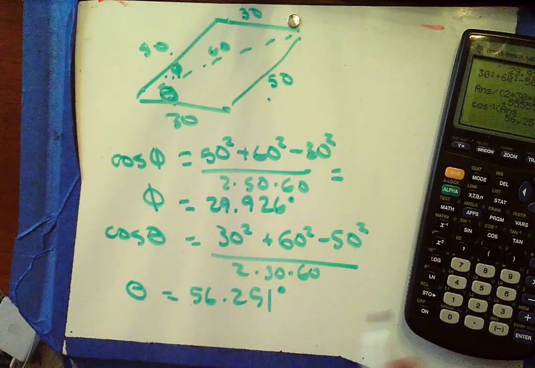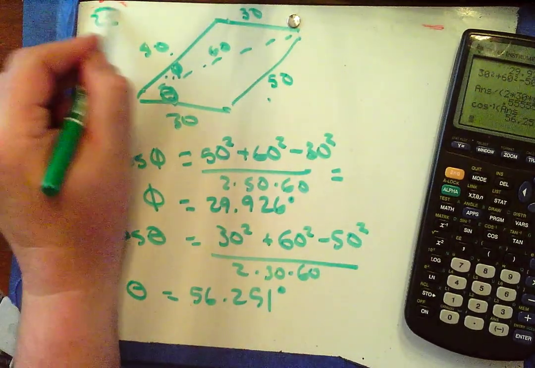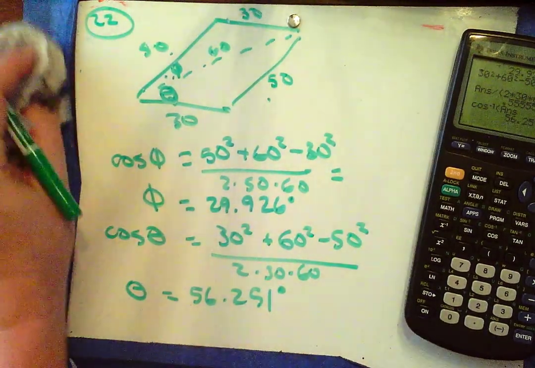Okay, so those are the two angles. Those are the angles that the resultant force makes with each component force. That's problem number 22. Problem 23.